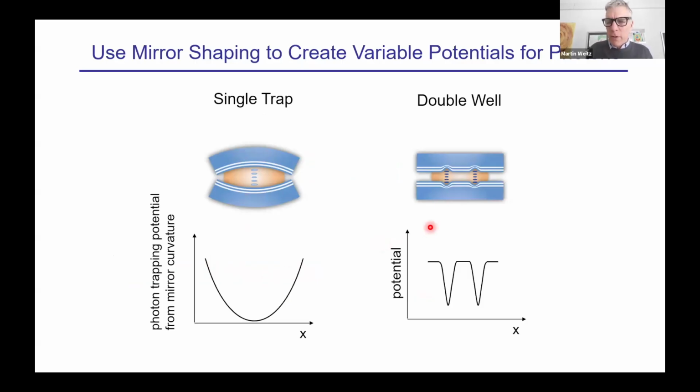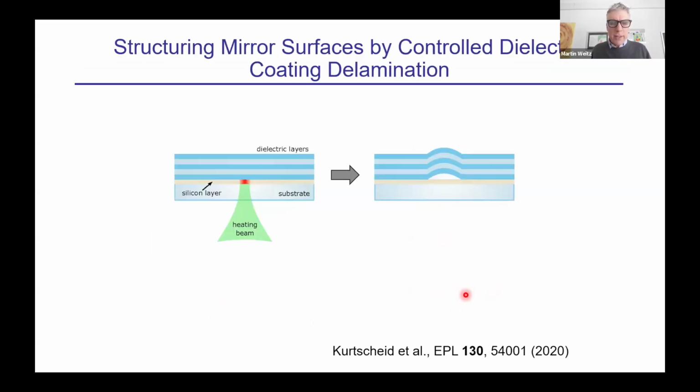Similarly, it would also be possible, for example, to realize a double well potential if we can shape mirrors such that there are two corrugations. Because at these points where there is a larger distance between mirror surfaces, longer wavelength photons fit inside, and they have lower energy, and this corresponds to an attractive potential. And to realize that requires such shaped mirrors, which is something technically non-trivial.